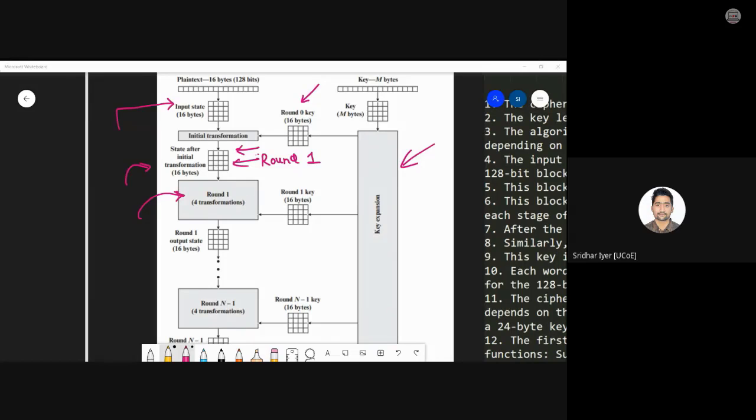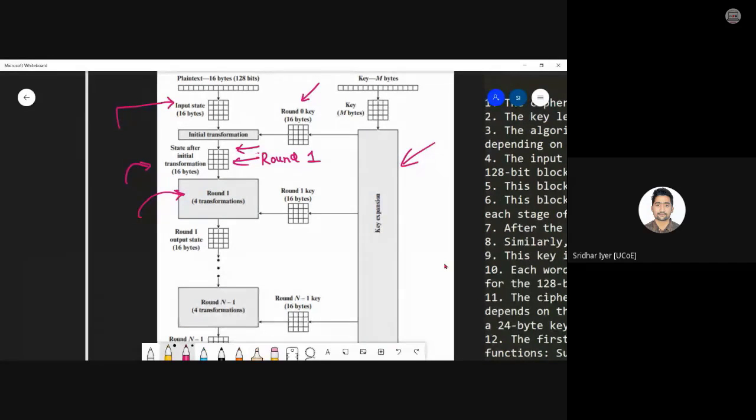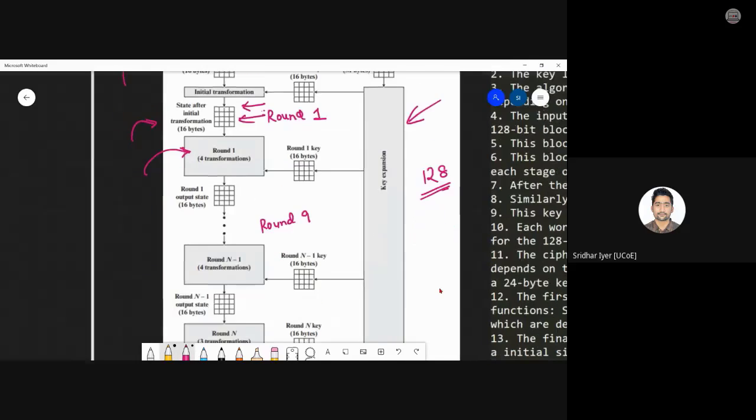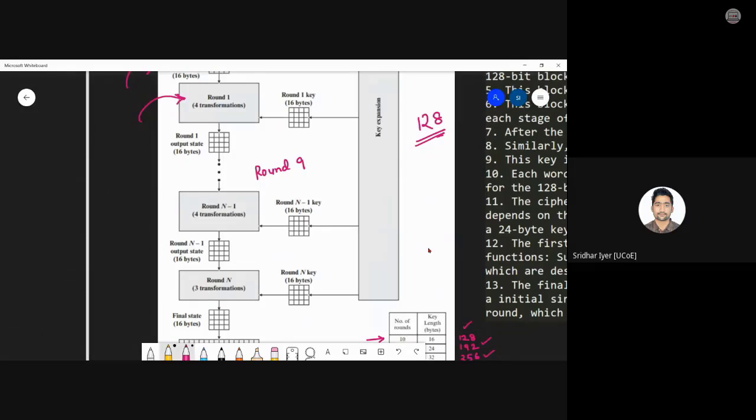So yeah, I was just saying that each of these rounds will have a few transformations. In the case of AES, it has 4 transformations in each round till round number n minus 1. As we are considering the AES 128 variant in this case, round number 1 till round number 9 will have all the 4 transformations. I will explain what those transformations are. But round number 10, that is the last round, will have only 3 transformations. Is it clear? Kindly let me know.